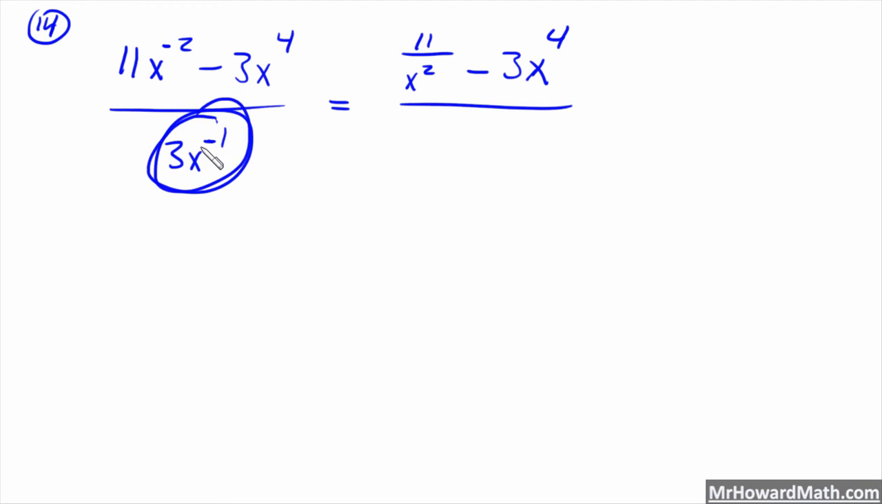And then down here we're going to do the same thing. So x to the -1 is going down in the denominator here. So 3 over x to the first power, or just 3 over x. Okay, now we have a complex fraction.